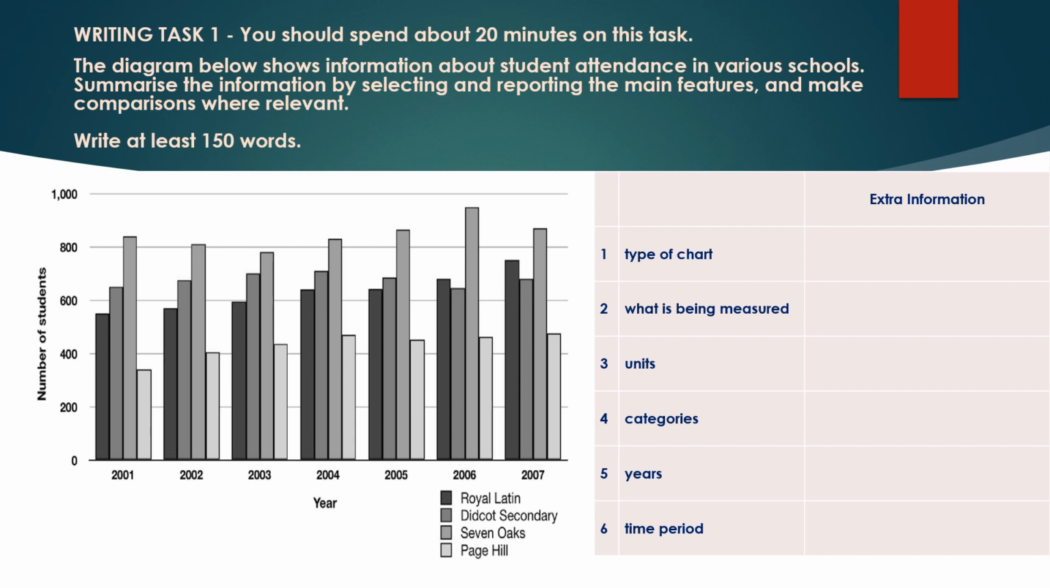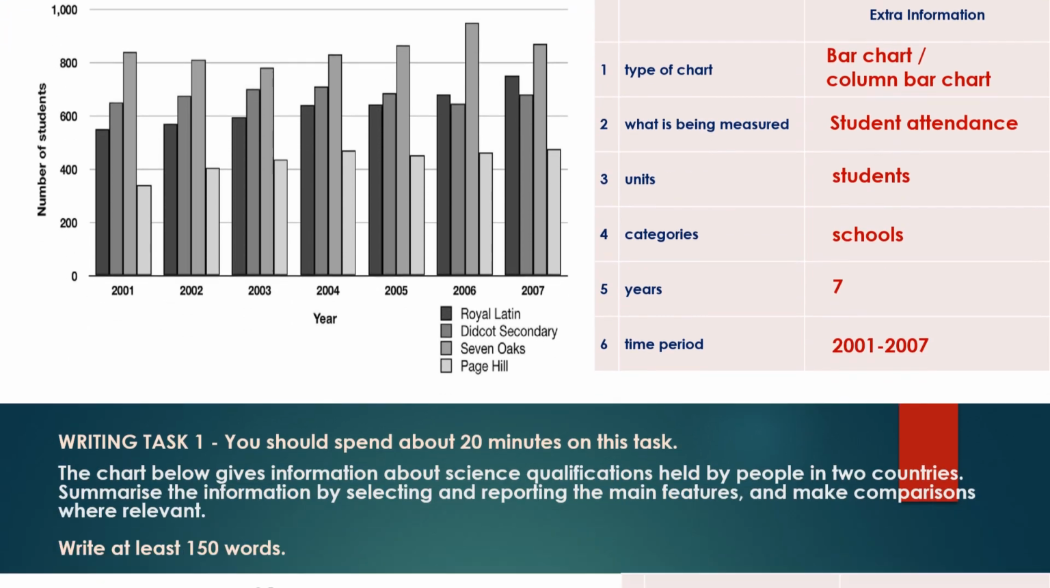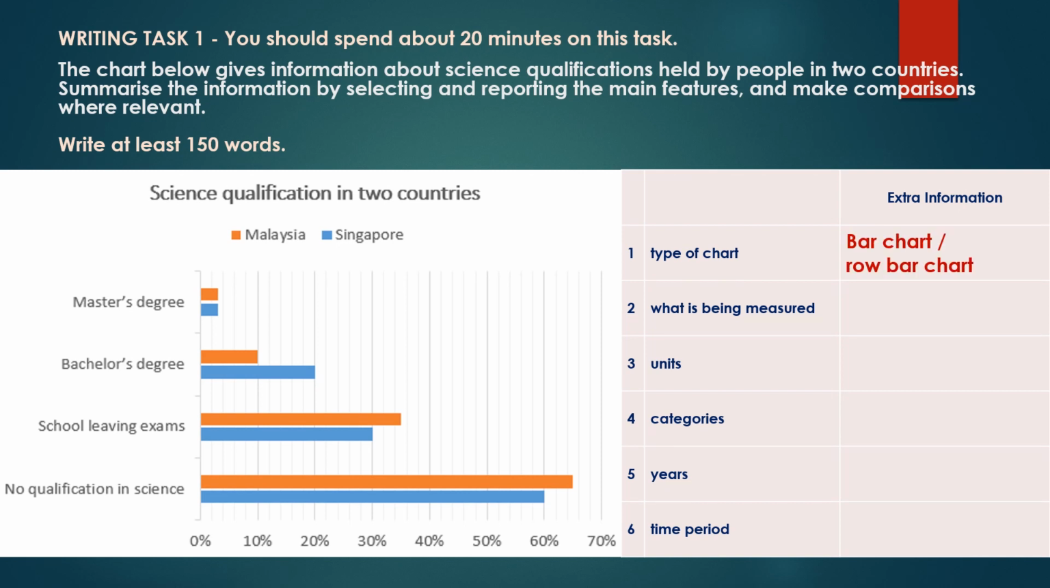Analyzing the data, we should look for type of chart, what is being measured, units, categories, years, and time period. We also look for the type of chart, what is being measured, units and categories. However, there is no need to mention the year or time period due to no information.